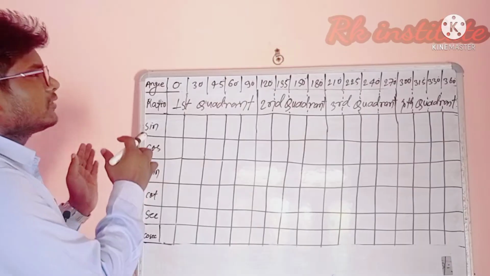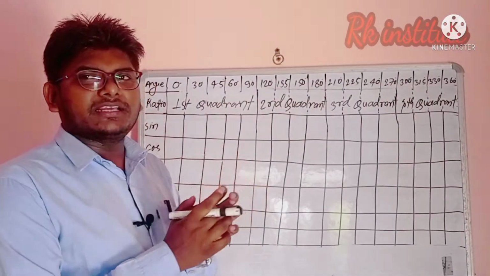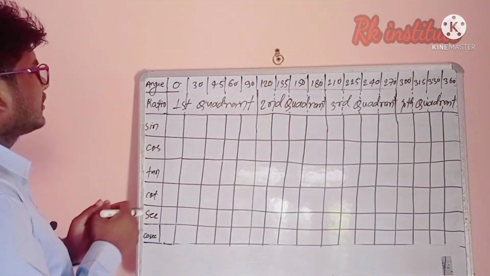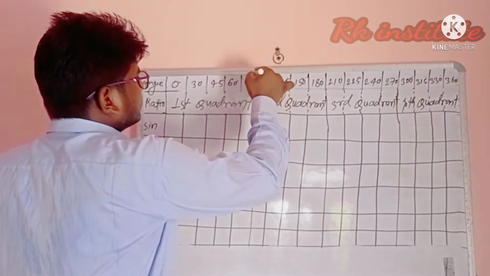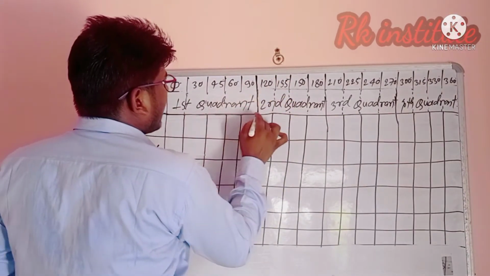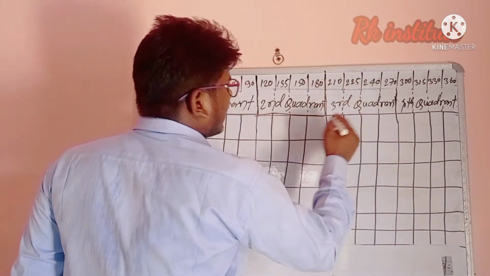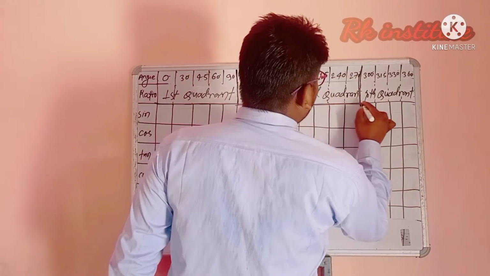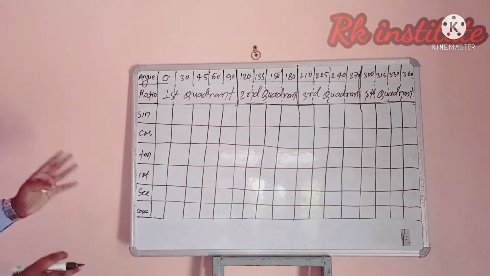We take angles from 0 to 360 degrees, and I divided them into 4 categories. This is the first quadrant, this is the second quadrant, this is the third quadrant, and this is the fourth quadrant.